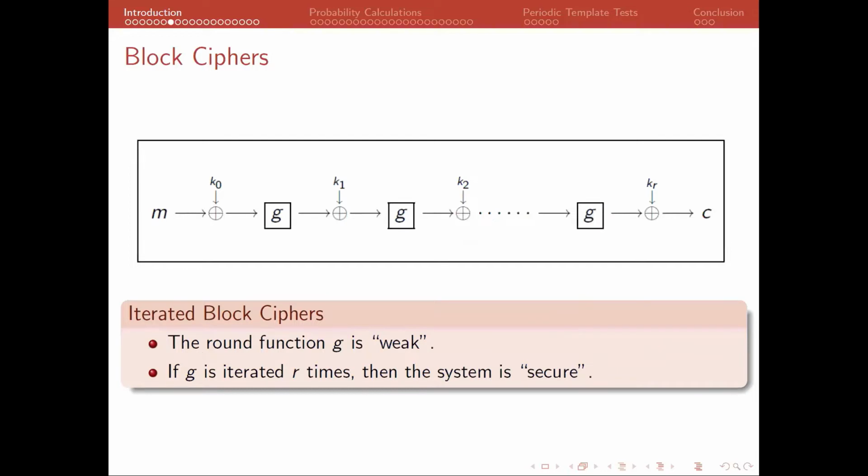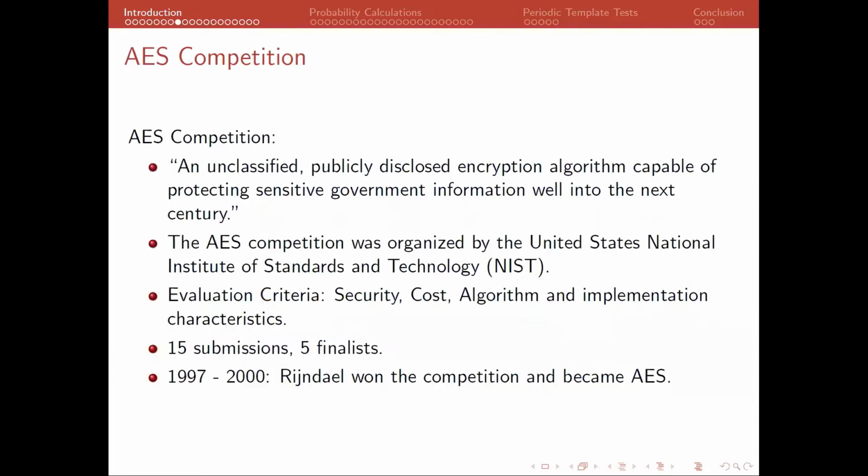And one of the most famous designs regarding block ciphers is iterated block ciphers. Usually we use a round function G, which is assumed to be weak. But if we iterate it R times, then we assume that the system is secure, and it is very efficient, usually in hardware. And we had an AES competition which ended in 2000. After that competition, a block cipher algorithm was chosen to be a standard algorithm.